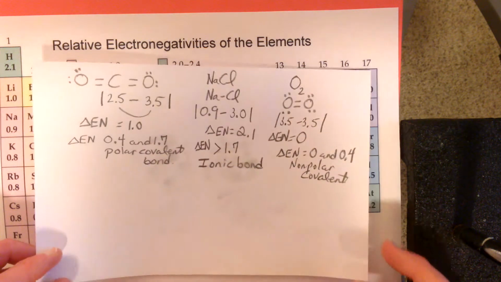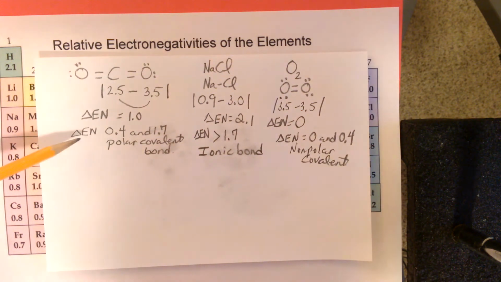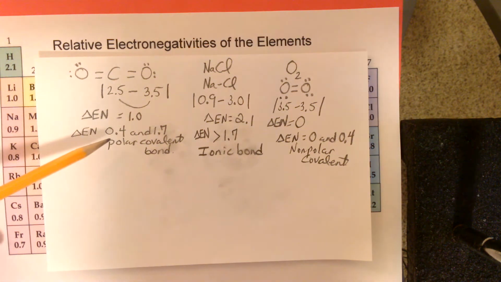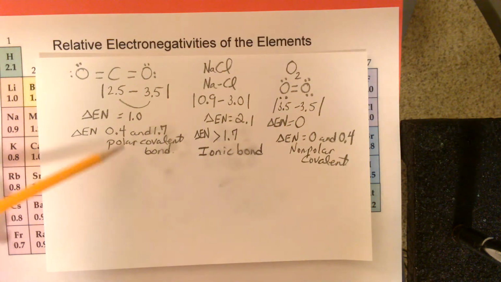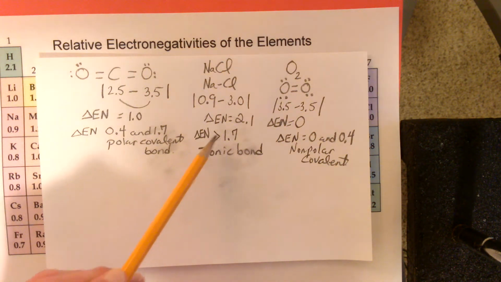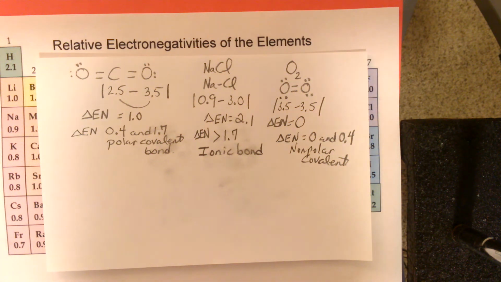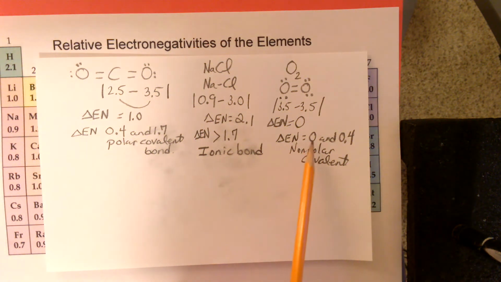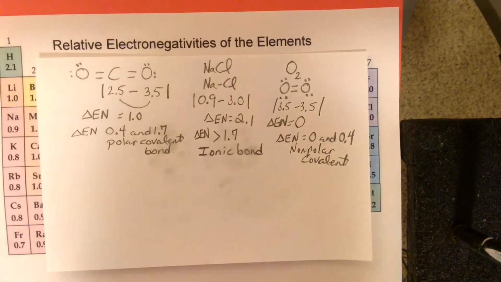And one final time, let's go over the scale, the range of values. If the electronegativity difference is between 0.4 and 1.7, we consider it a polar covalent bond. If that difference is greater than 1.7, we consider it an ionic bond. And if the difference is 0 to 0.4, we have a nonpolar covalent bond.